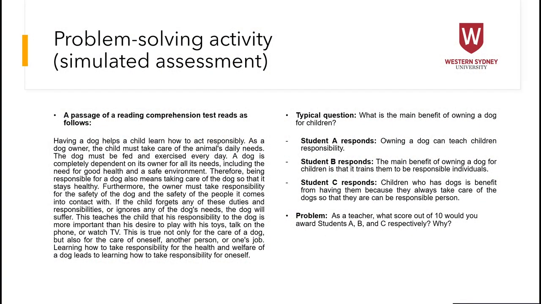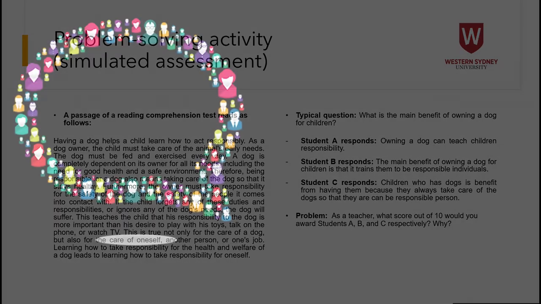So here is the problem solving activity, which is a simulated assessment practice. This is a sample case of a reading comprehension test, and there are three responses from students A, B, and C. And the problem that is presented to my students is that they should act as a teacher and give scores to the three responses. They also have to give me the reasons why certain scores are given to certain students.